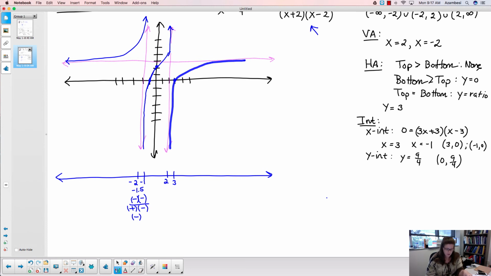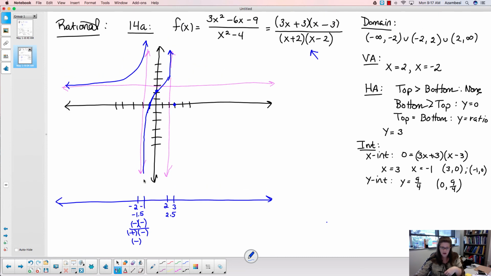So if I choose a point between 2 and 3, let's say that I choose 2.5, then looking at the top, 2.5 is positive, plus a positive gives me a positive. 2.5 minus 3 is negative. 2.5 plus 2 is positive, and minus 2 is also positive. So I've got negative overall, which means that I come in like this. Now I'm going to cross and go toward my asymptote line, and here is a picture of what we end up with for our rational function.